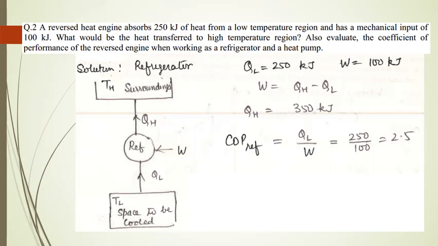So now 250 kilojoule of heat has been absorbed from the low temperature reservoir, requiring the input of work which is 100 kilojoule in magnitude. So basically COP of the refrigerator will be QL upon W and that will be 2.5.